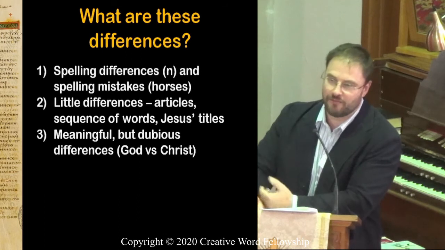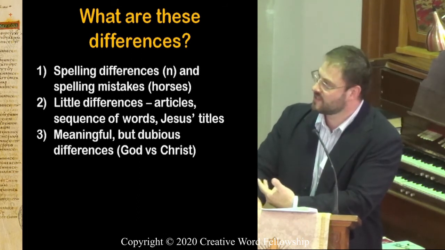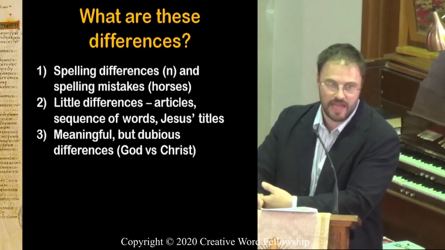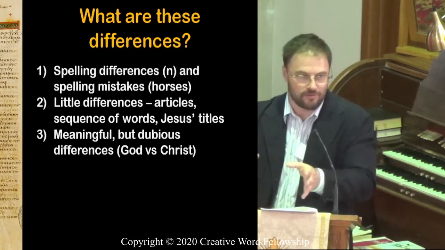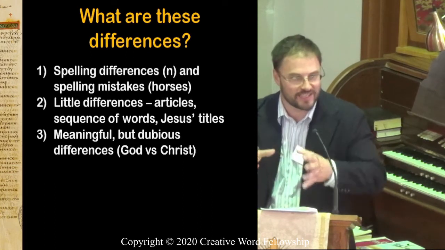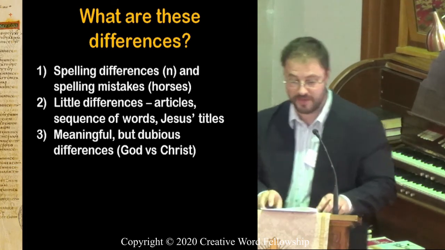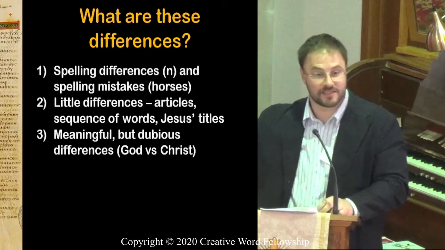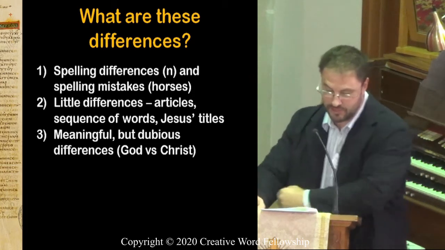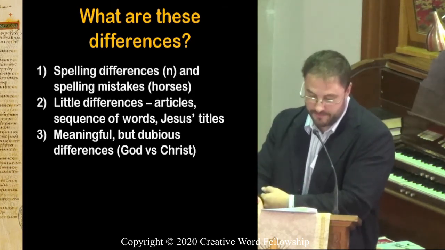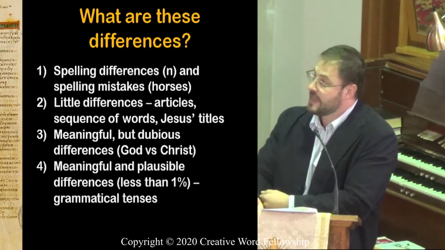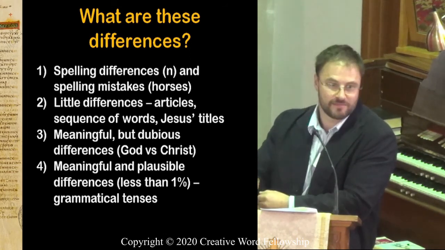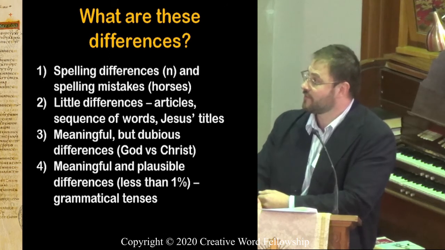For example, if in one manuscript instead of Christ suddenly we have God, and all other manuscripts simply have Christ, we can conclude from the majority that probably Christ was the original meaning. But you see, again, it does not change much in the meaning of the text. The fourth group is meaningful and plausible differences, and they are much less than 1% of all of them.